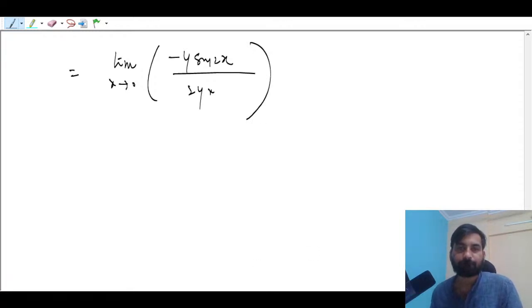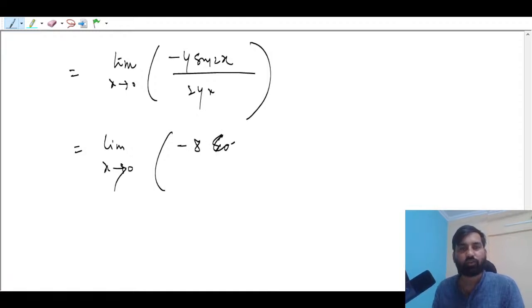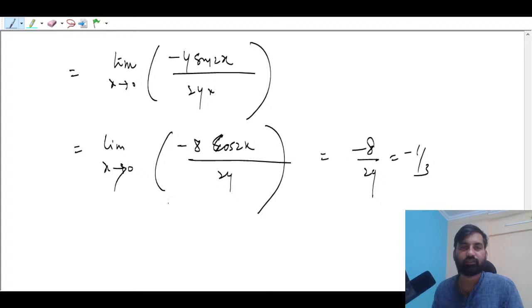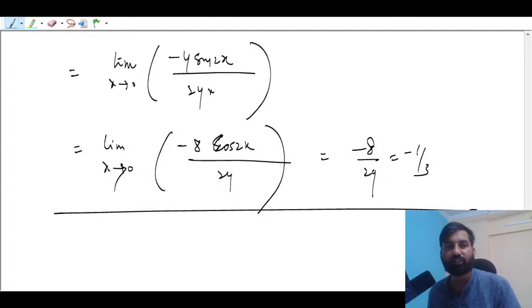I think this is again 0 by 0 form. So limit x tending to 0 of minus 8 cosine 2x upon 24, right? So what is the answer for this question? 8 by 24, which is 1 by 3. It's a very simple question, provided you have to play with the question. The procedure is same, so the answer is going to be minus 1 by 3. So I think this is clear, and this is the perfect way of solving the question.